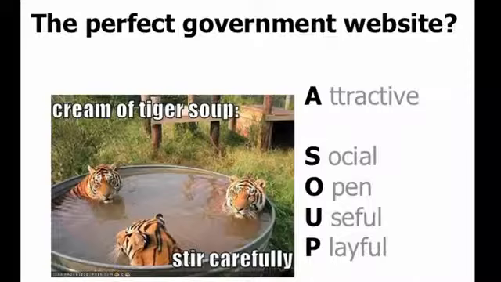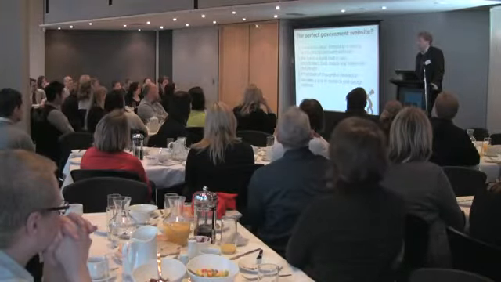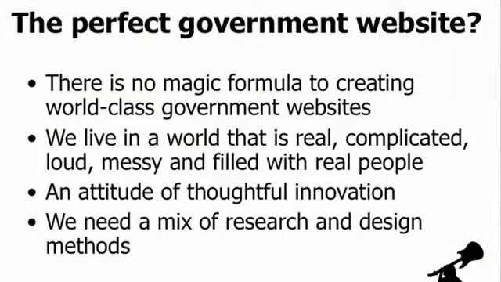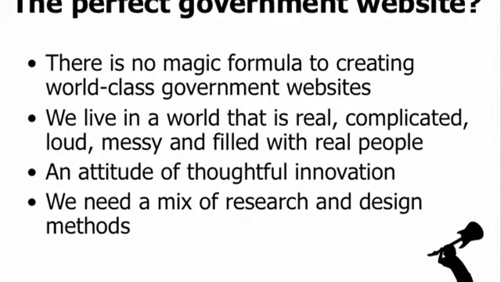So in summary, how do you get a perfect website? You can make it attractive, social, open, useful, playful. All those things sure help, but let's be honest, there's no magic formula here. It takes a lot of hard work. I think we need to acknowledge that we live in a world that's complicated and loud and messy and filled with real people, and our attitude should be one of thoughtful innovation.